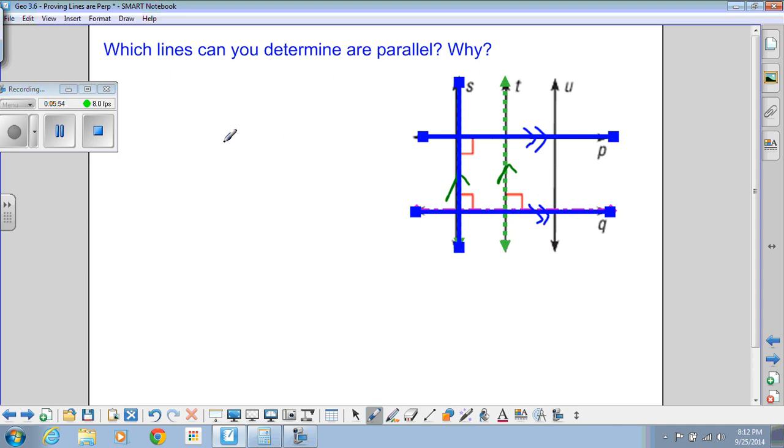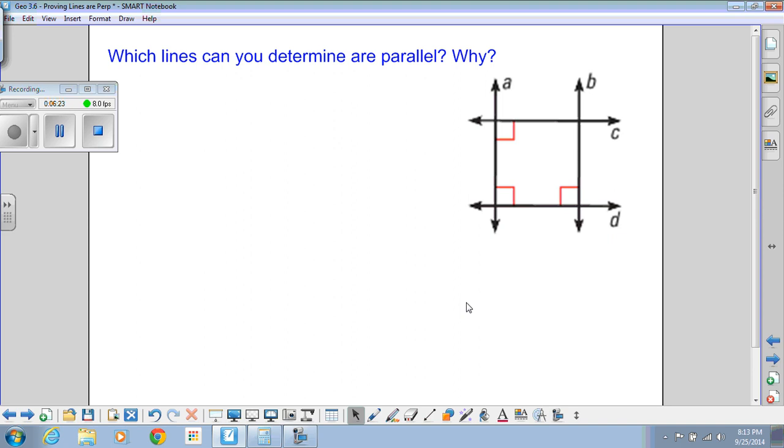So we knew that P was parallel to Q, and then we also knew that S was parallel to T, all by using that dual perpendicular theorem. Now notice that we didn't do anything with U. U was not marked perpendicular to anything, so we can't really say anything about U.